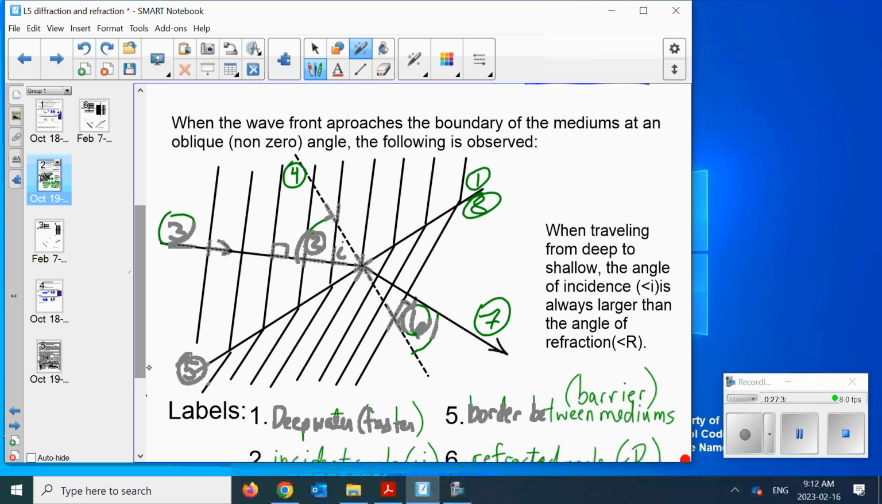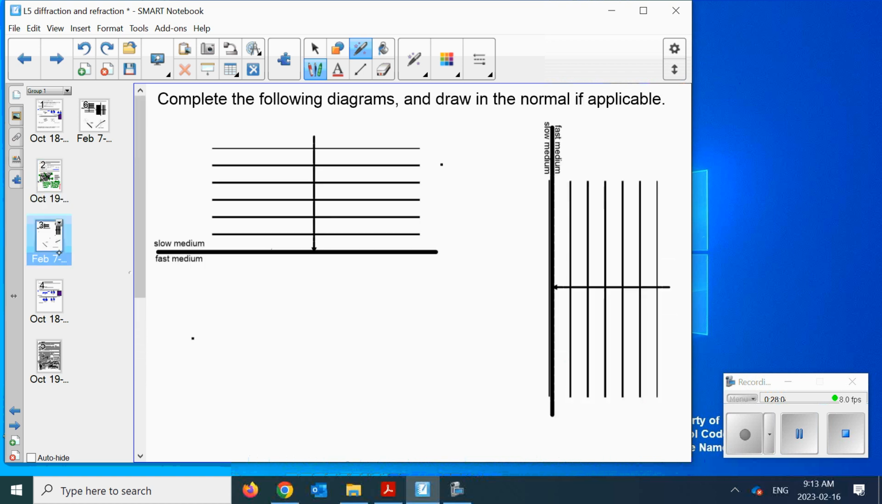When the incident ray is coming in, you say obliquely. Obliquely means not straight on, not zero. So it's at an angle of 37 degrees. If it slows down, it bends towards the normal, right? It got closer to the dotted line. And if we went backwards and went from slow to fast, it bends away from it.